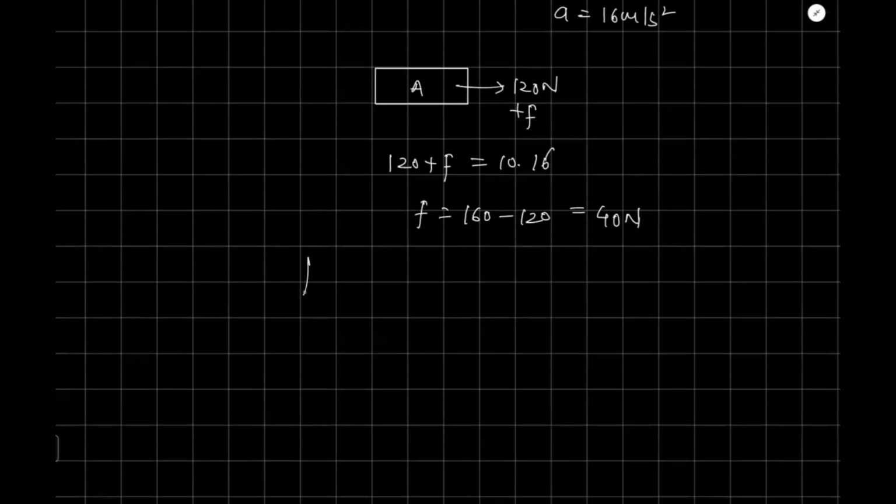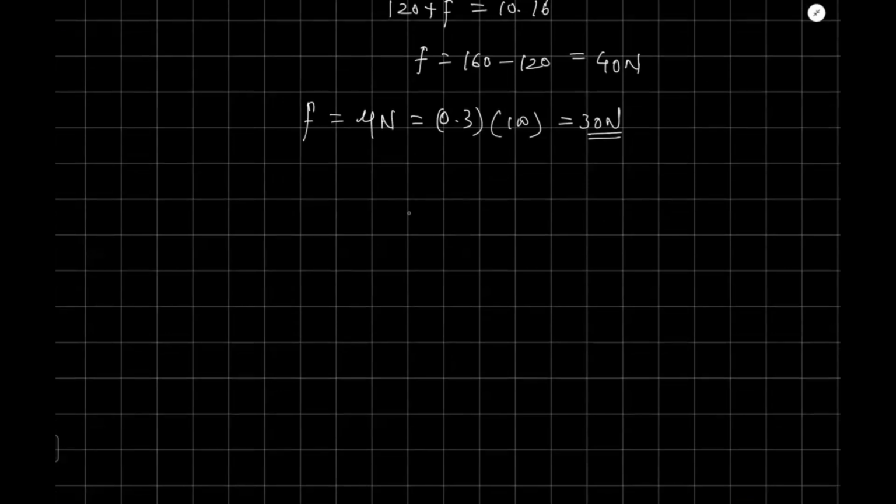Again, we have calculated initially that the maximum value of friction that is possible is mu into N. The value of mu was 0.3 and the value of N was 100 Newton. So the maximum possible value was 30 Newton. So again, this case is also not possible. Now we'll take the third scenario.